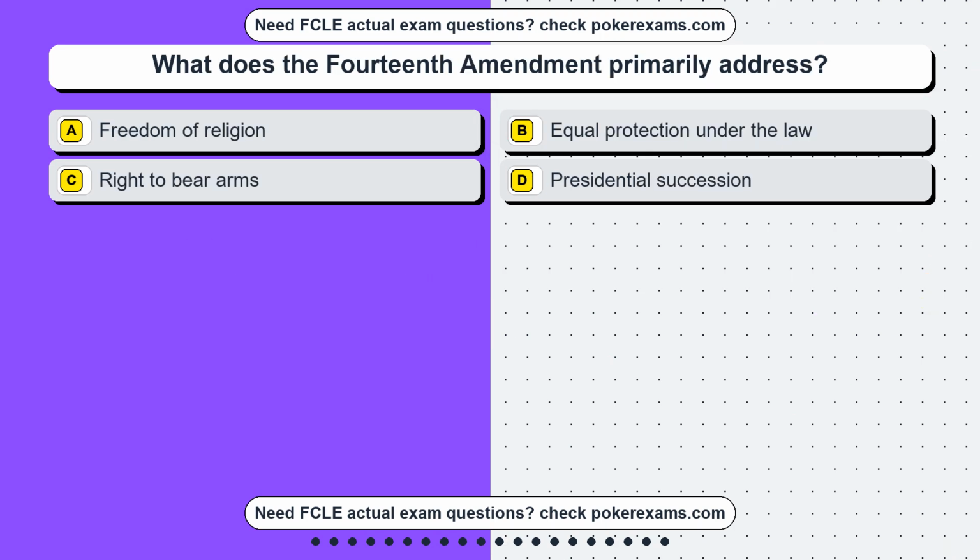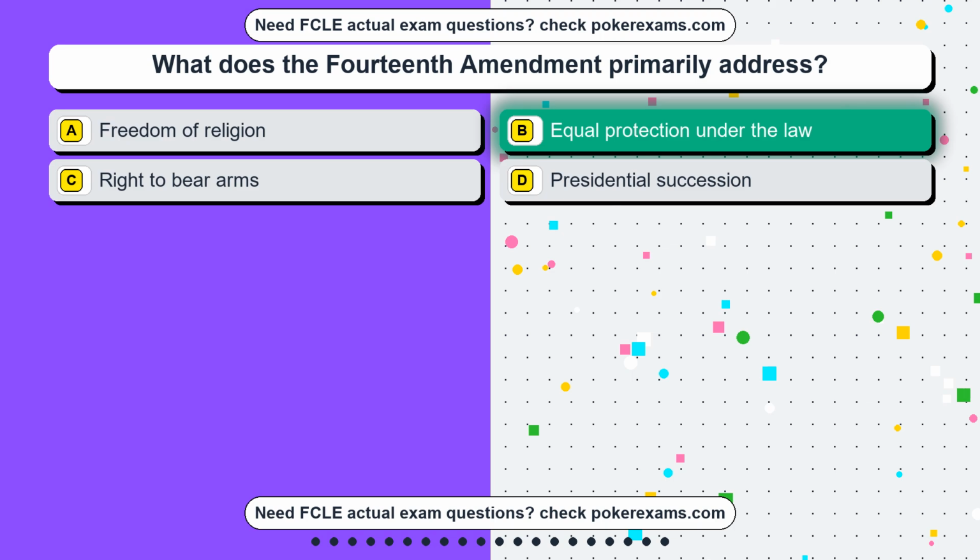Question 5. What does the 14th Amendment primarily address? Option A, freedom of religion. Option B, equal protection under the law. Option C, right to bear arms. Option D, presidential succession. The correct answer is option B, equal protection under the law.